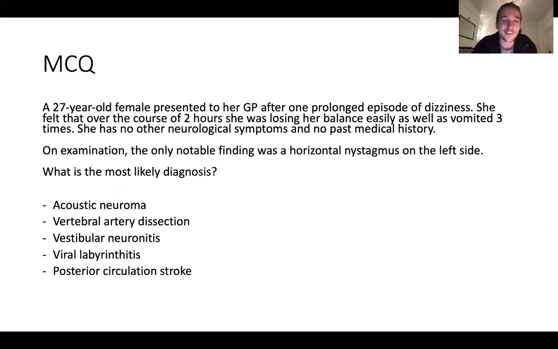So a 27-year-old female presented to a GP after one prolonged episode of dizziness. She felt that over the course of 2 hours, she was losing her balance easily, as well as vomiting. She vomited 3 times. She has no other neurological symptoms and no past medical history. On examination, the only notable finding was a horizontal nystagmus of the left side. What's the most likely diagnosis? So dizziness over 2 hours, vomited 3 times. So she's really not feeling very well.